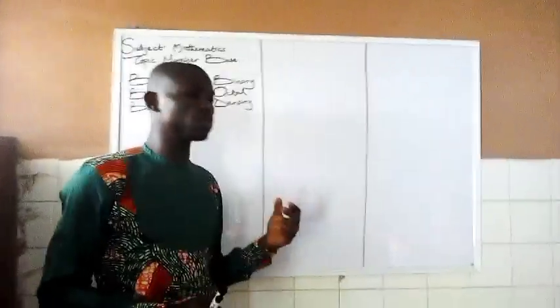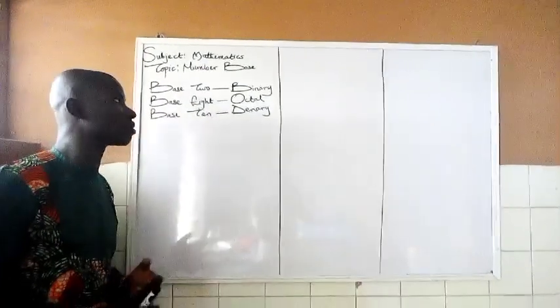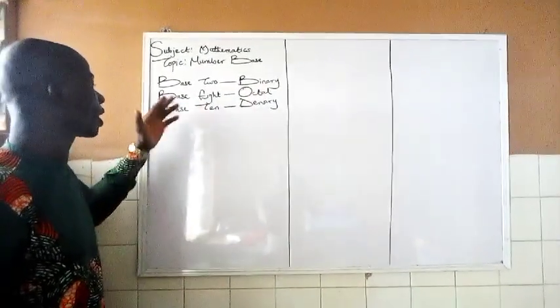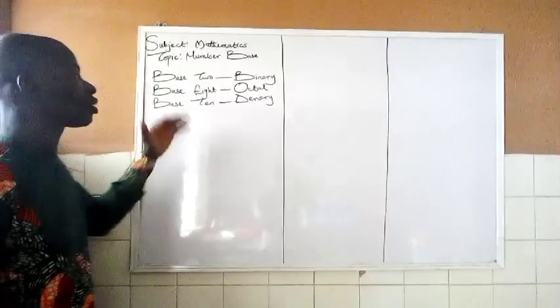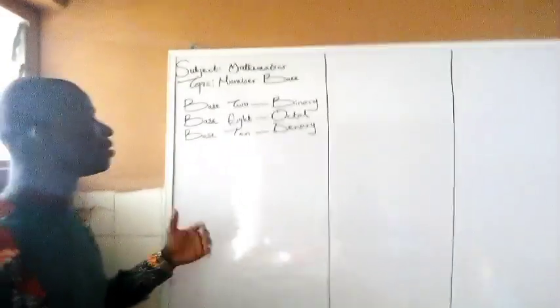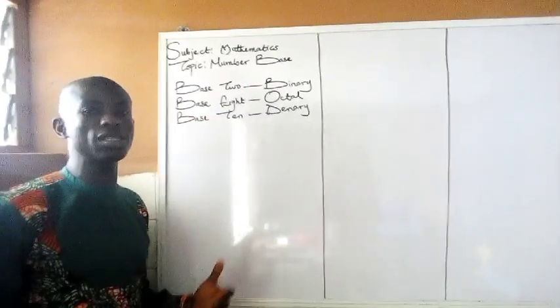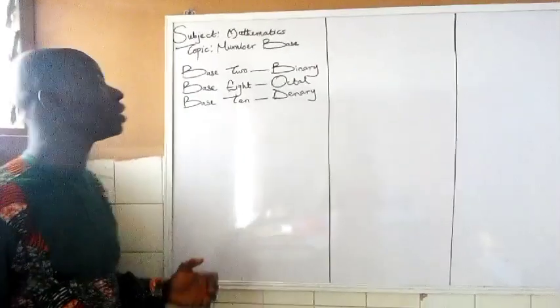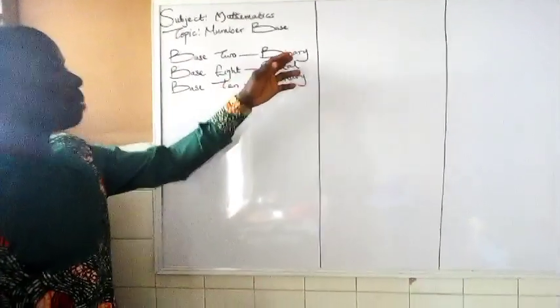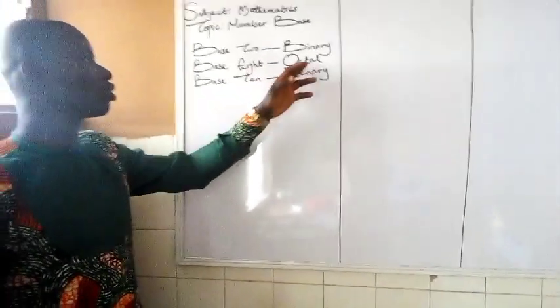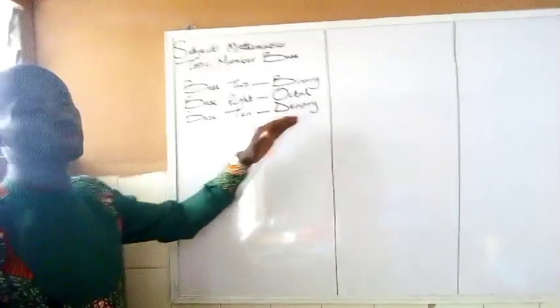And today, by the grace of God, we shall be talking about number base. Looking at the board, we have some special bases on the board, I mean, those bases that have other names that we call them. Base 2 is known to be binary. Base 8 is known to be octal. Base 10 is known to be denary.